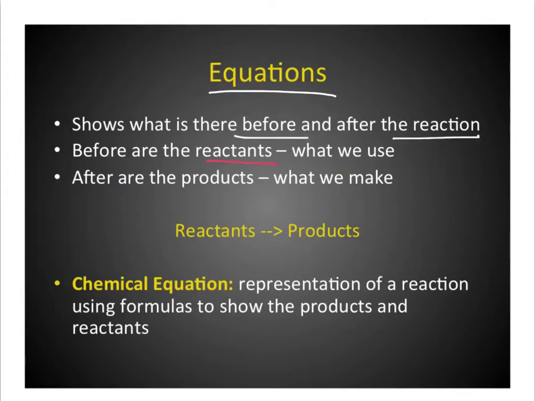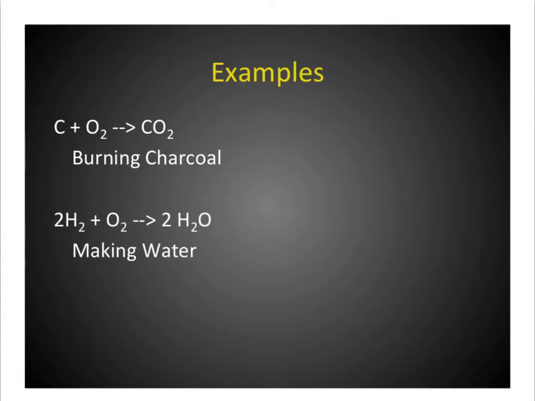The before, we call these reactants. They react together to make something else, and what they make are products. So we have reactants on the left and products on the right. This whole process is called a chemical equation, and here we're using formulas to show what is present on each side of the reaction. So here are some examples.